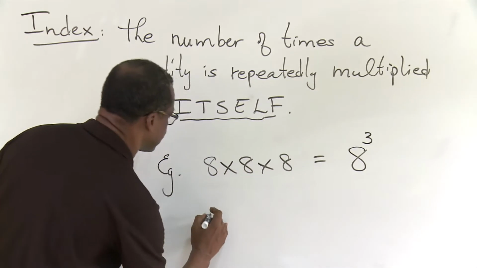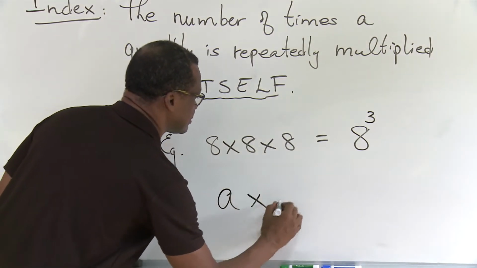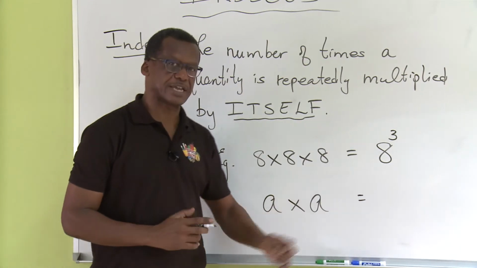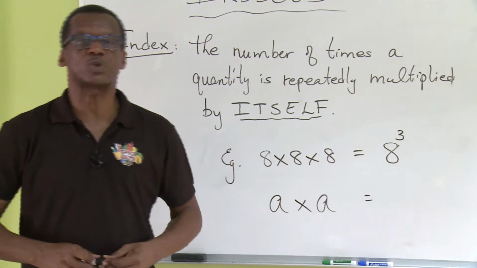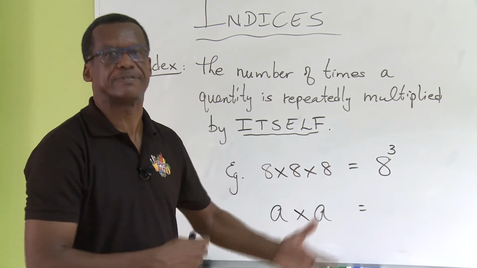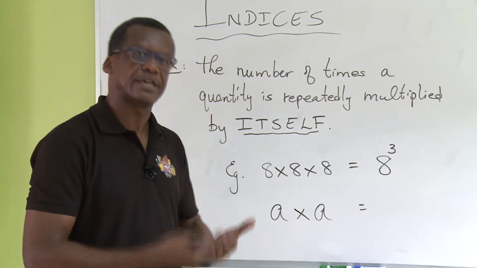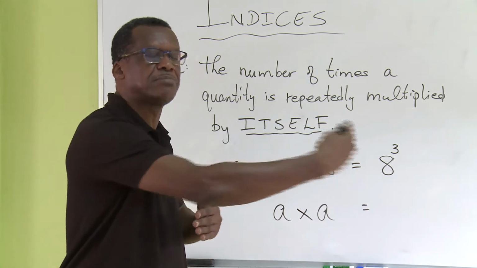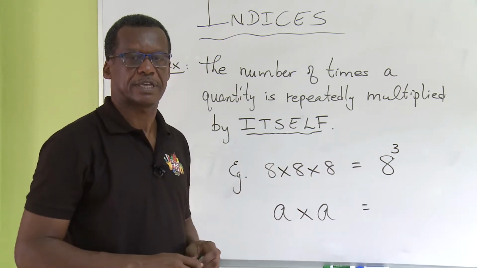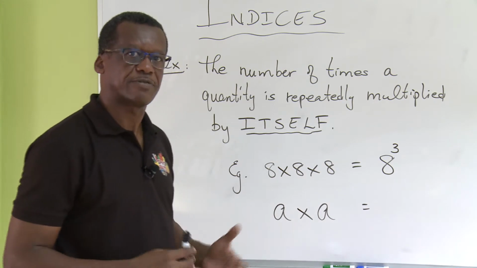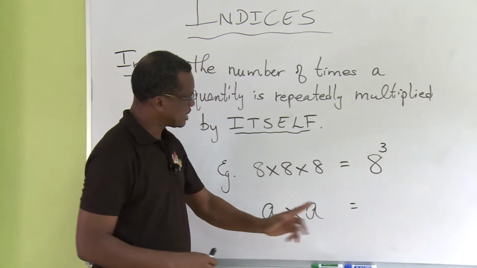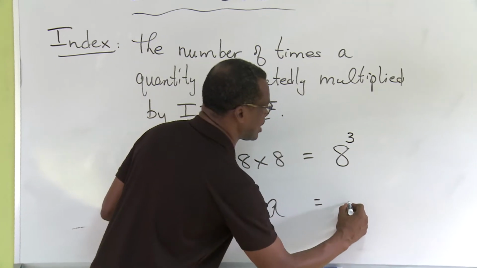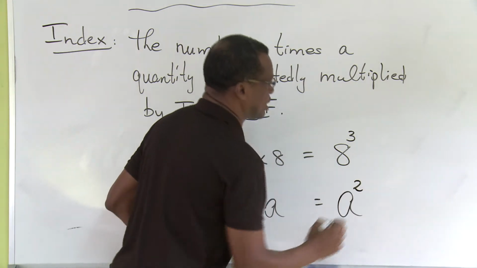Let's take another one. What about A multiplied by A? Remember, we're talking about quantities being multiplied by themselves. That's what the idea of a power is. When you take one quantity and you repeatedly multiply it by itself. That's how you get the idea of the power. So A times A, how many times did we multiply? Well, it was multiplied by itself twice, so that gives rise to A to the power of 2.